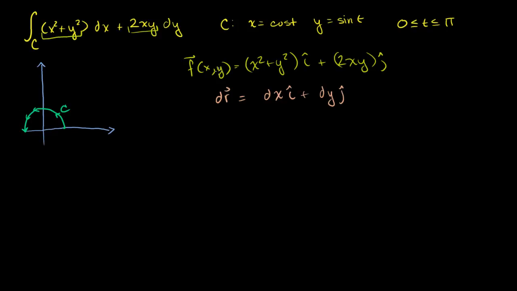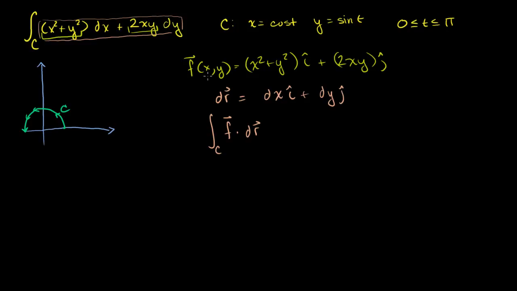You'll immediately see that if you take the dot product of these two vector valued functions, if you take f dot dr, you'll get what we have inside of the integral. You take the product of the i terms, that times that is equal to that, and add it to the product of the j terms, 2xy times dy. So our integral, we can rewrite it as the integral along this curve of f dot dr.